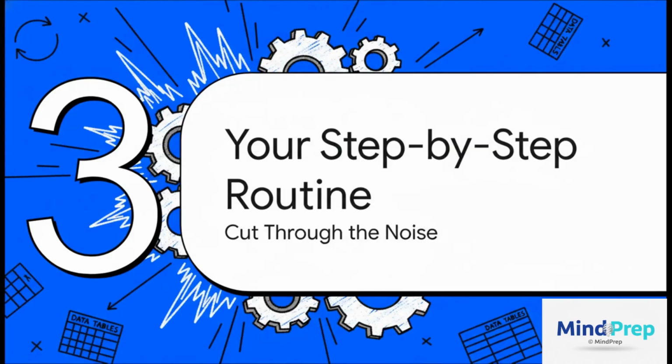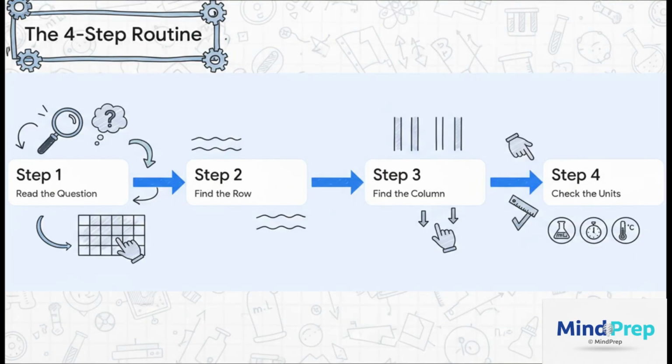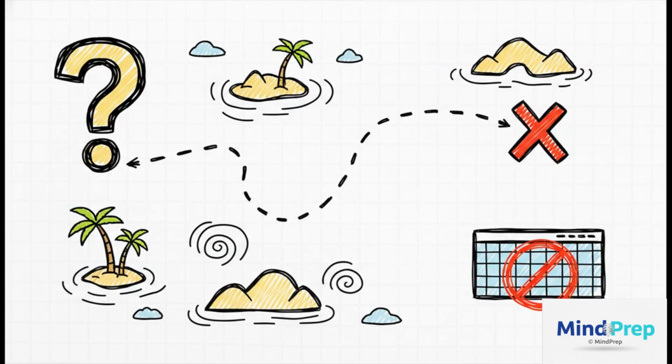So how do you get that kind of laser focus? Well, you use a routine. A simple, step-by-step system that cuts through the chaos every single time. Let's walk through it. This is the whole playbook. 4 steps. Number 1, read the question first. 2, find the row. 3, find the column. And 4, the one everyone forgets, check the units. That's the entire strategy.